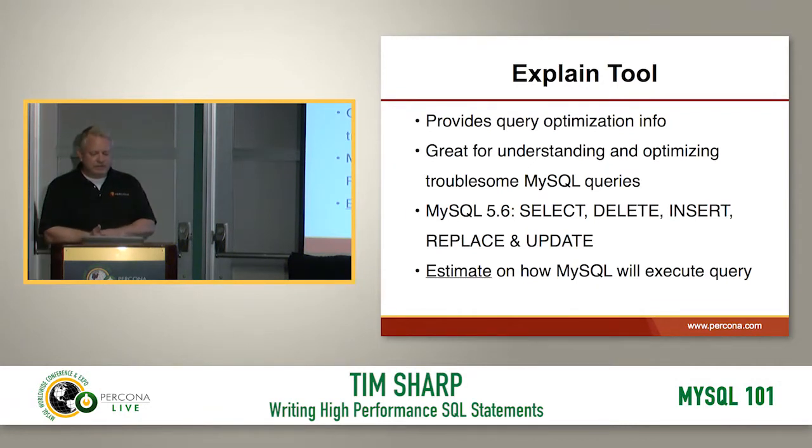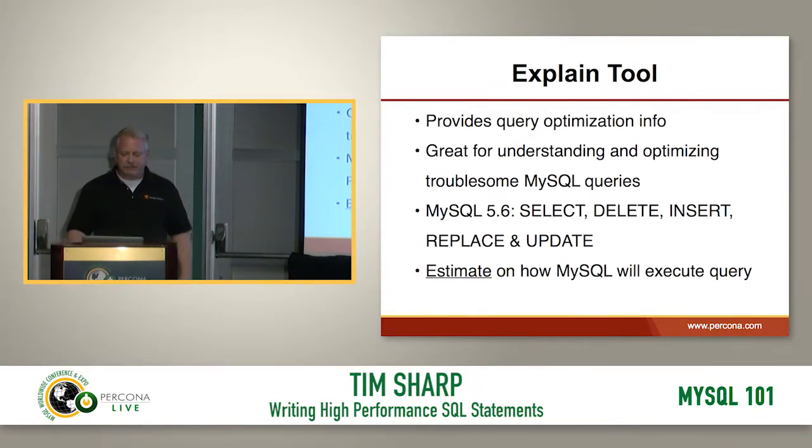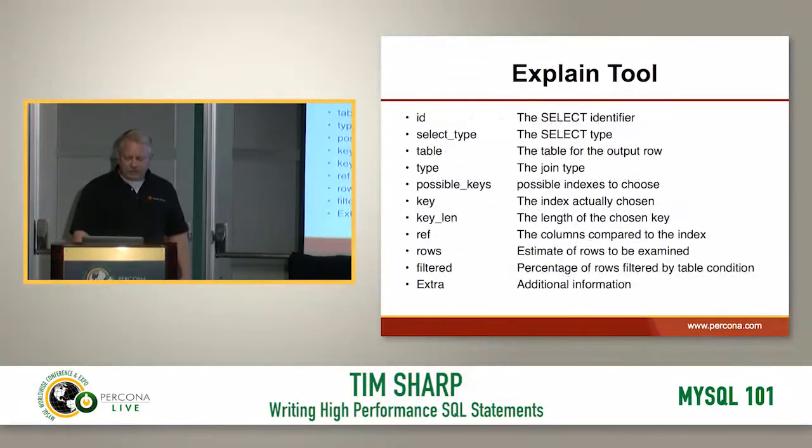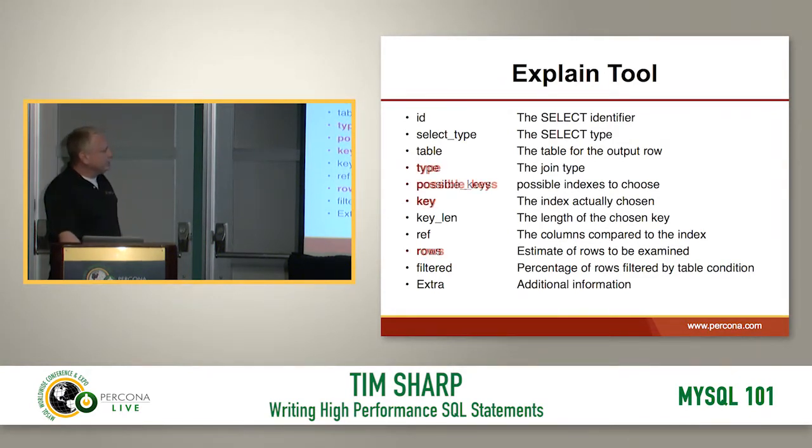It's been available since 5.6 for select, delete, insert, update, and replace statements. Prior to that, it was only available for select statements. It's important to understand that the explain tool only gives you an estimate on how the optimizer will execute a query. So here are all the fields that are returned when you use the explain tool on a query. However, I'm just going to concentrate on these 4 fields, which I feel are the most important.